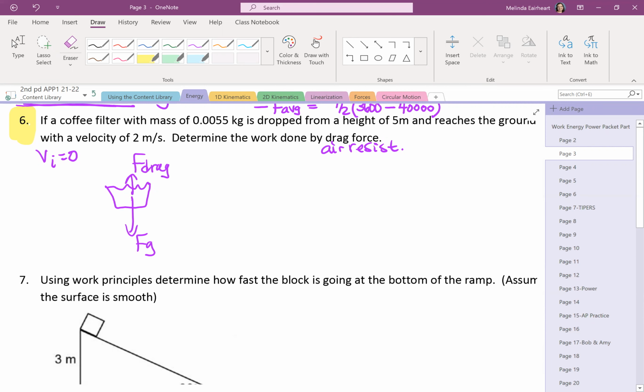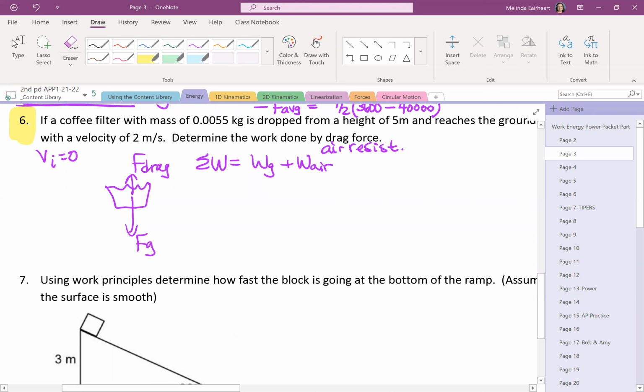And that's it, right? As it falls through the air, my hand is no longer in contact with it. No one else is either. And so each of these has the potential to do work. Net work is the work done by gravity plus the work done by air.